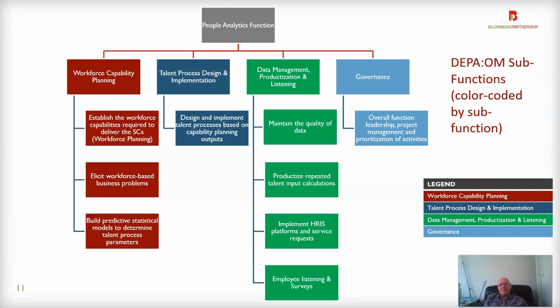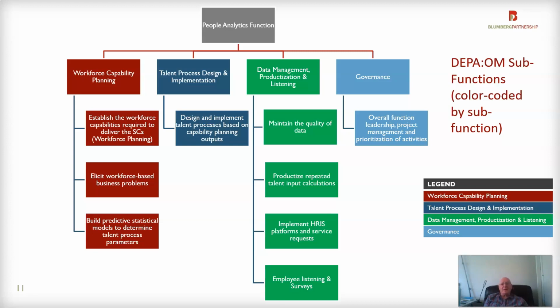The data management team have got quite a large remit, much as they do today, I have to say. They've got to maintain the quality of the data that are going to be used by the workforce capability planning team. They are the team that are going to productize the repeated calculations. Well, I have to explain now what we mean by productize in that context. Your data team are also the team that implement your HRIS platforms and service requests from your users. So there's something that's very different immediately as well, is that HRIS implementation, Workday, SuccessFactors, Visio, whatever you're using, is done from within the people analytics function. And then finally, data management also look after employee listening and surveys.